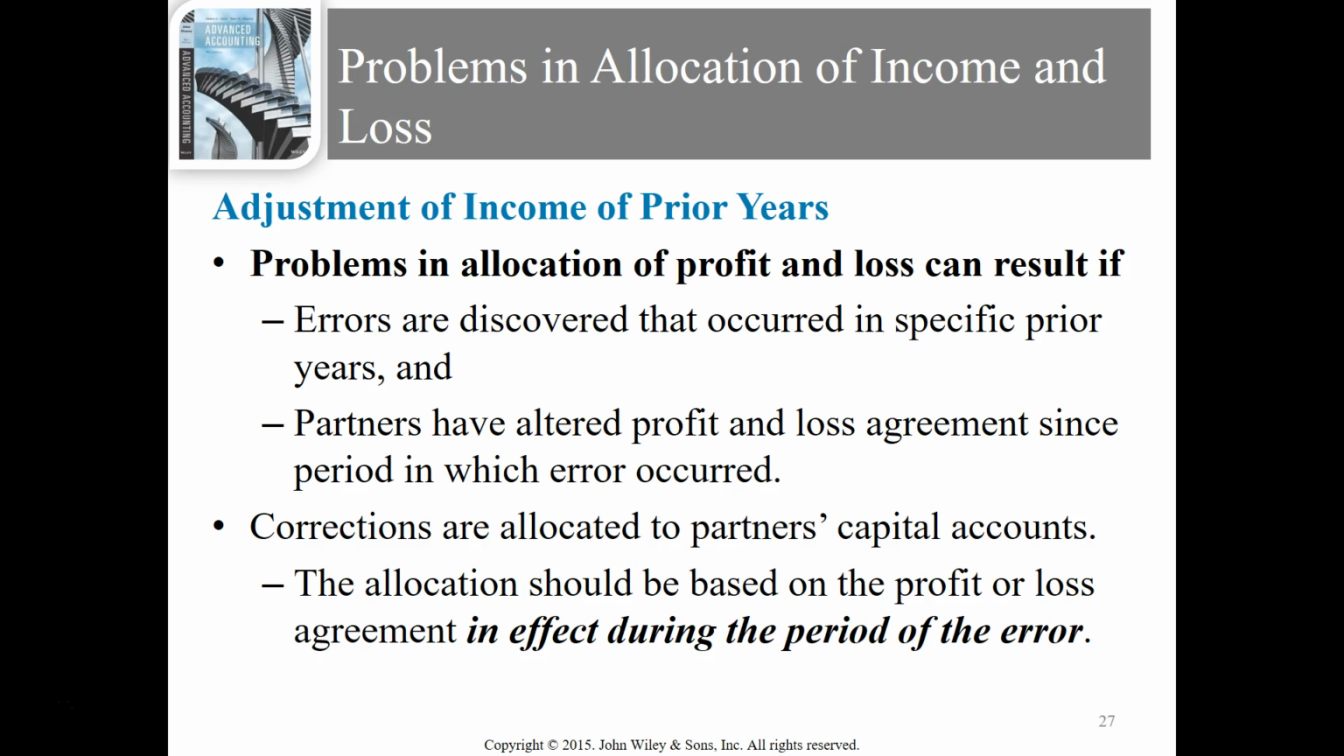Adjustments of income in prior years. Problems in allocation of profit and loss can result if errors are discovered that occurred in specific prior years, and partners have altered the profit and loss agreement since the period in which the error occurred. Corrections are allocated to partners' capital accounts. The allocation should be based on the profit or loss agreement in effect during the period of the error.